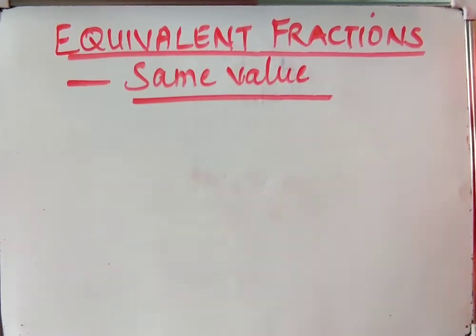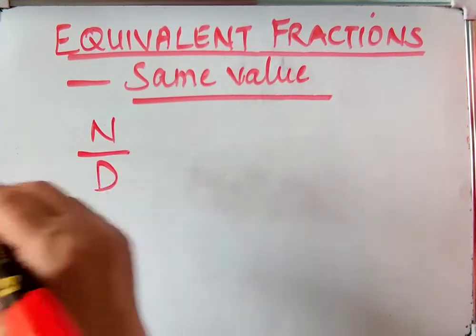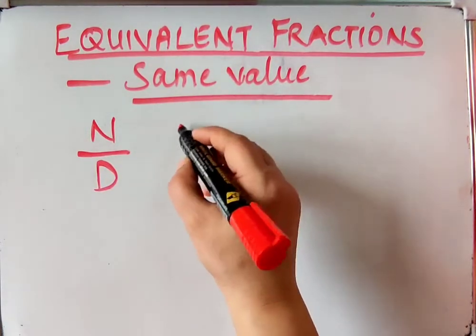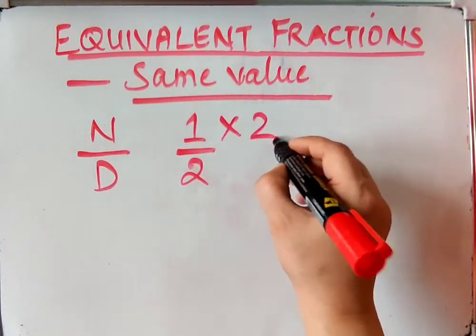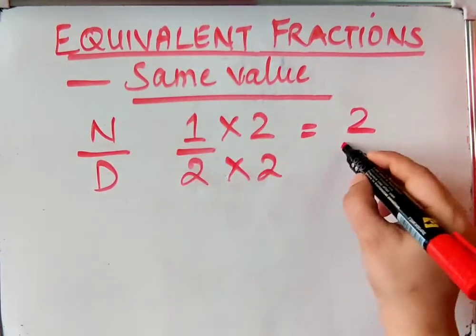So now how to get the equivalent fractions? Equivalent fractions can be obtained by either multiplying or dividing the numerator and the denominator by the same counting number. Suppose I have to find an equivalent of 1 by 2. I can multiply both numbers by 2. Thus 2 ones are 2, 2 twos are 4.